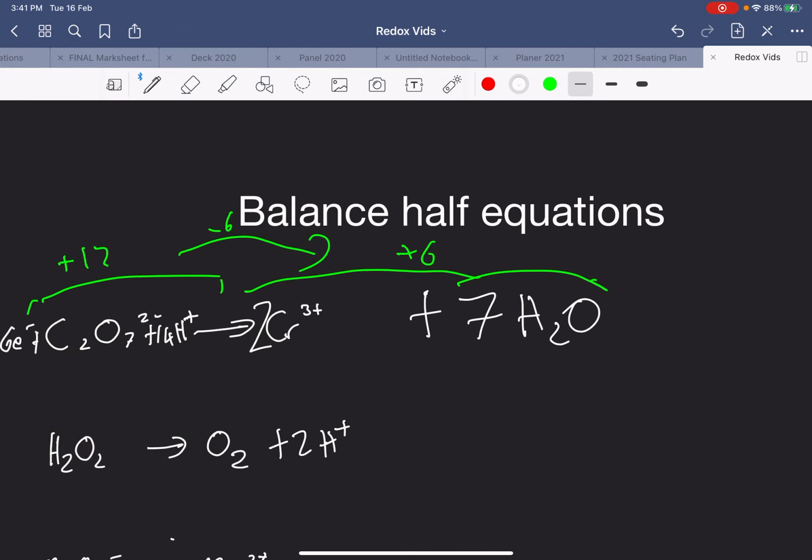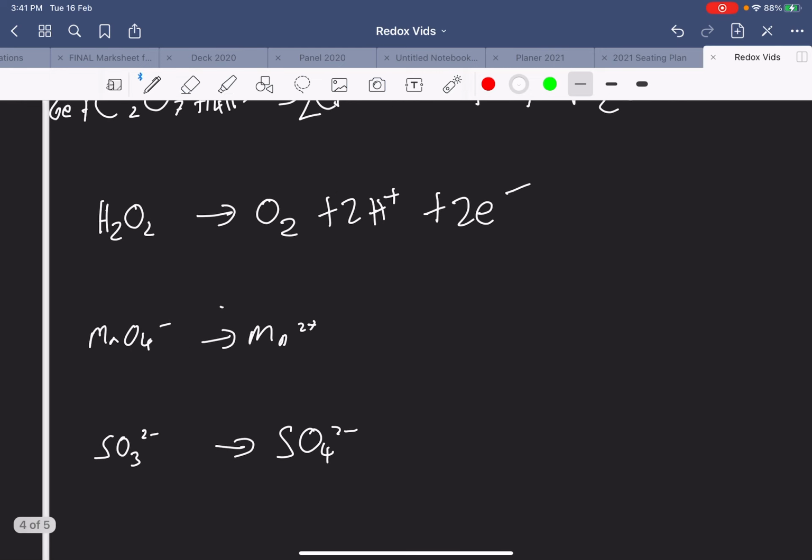Now we've got 0 charge on the left. That's because 1 times 0 is 0. Okay, and then 1 times 0 plus 2 times 1 is going to give us 2 plus on the right. So it's 2 extra positives on the right. That means we need 2 negatives to make that 0, to make them balance. And that's done. Let's move on.